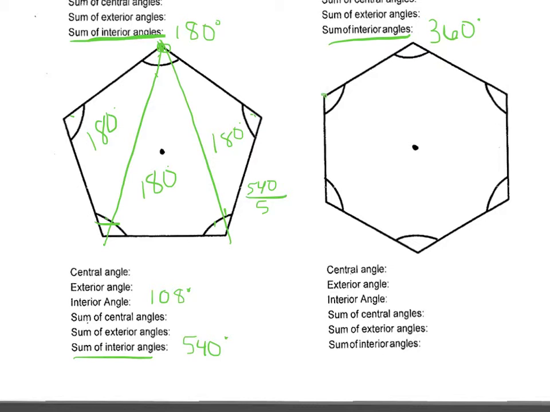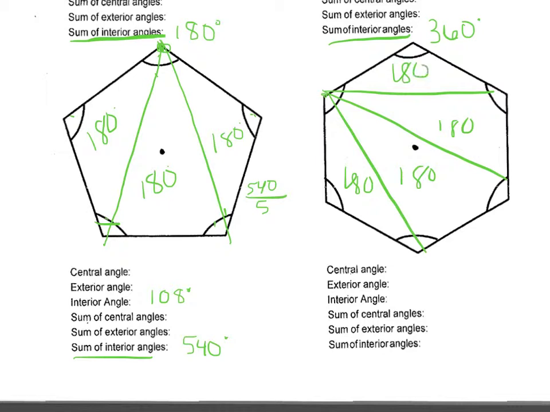On a hexagon, same process. Pick any corner to start, break it up into triangles. I can see there is 1 triangle, 2 triangles, 3 triangles, 4 triangles. Each one has 180 degrees for its interior corner angles. So that would be a total of 720 degrees. Notice the pattern that as the shape gets bigger, the triangle was a sum of 180, square was 360, pentagon 540, hexagon 720. Each time it increased by 180.